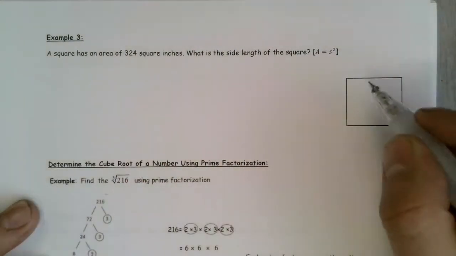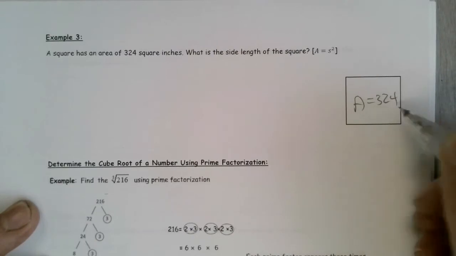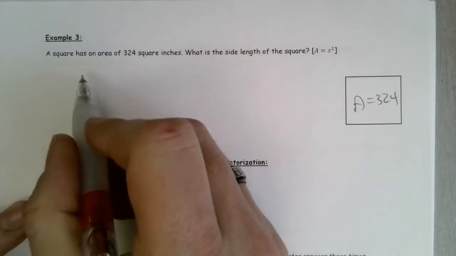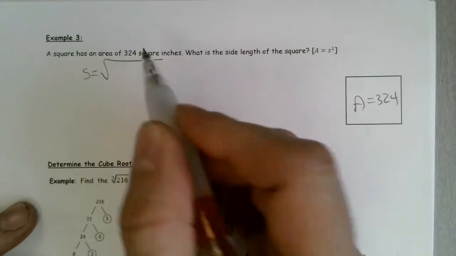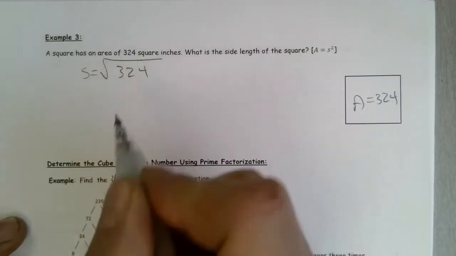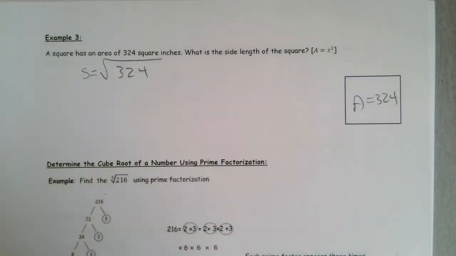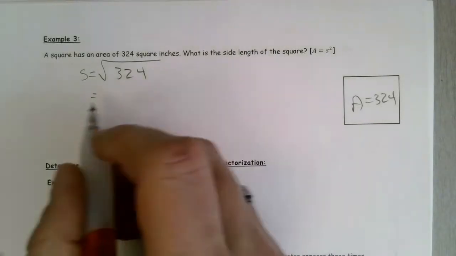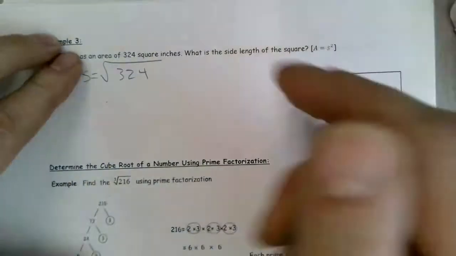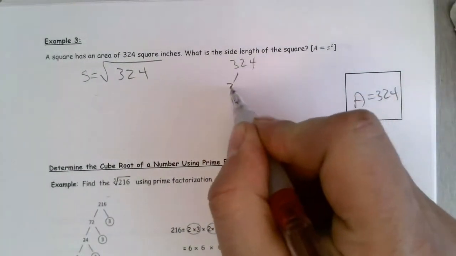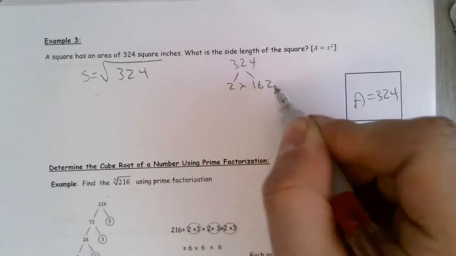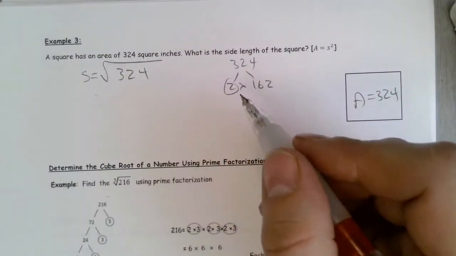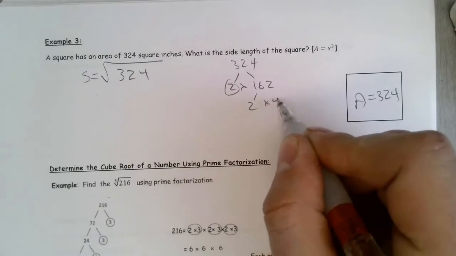A square has an area of 324 square inches. What's its side length? So my side length, remember, and this is exactly what this notation is all about, we're going backwards here. So 324, I'm going to do this over here. 324, if I divide that by 2, I'm going to get 162. There's my prime. If I divide that by 2, I get 81.